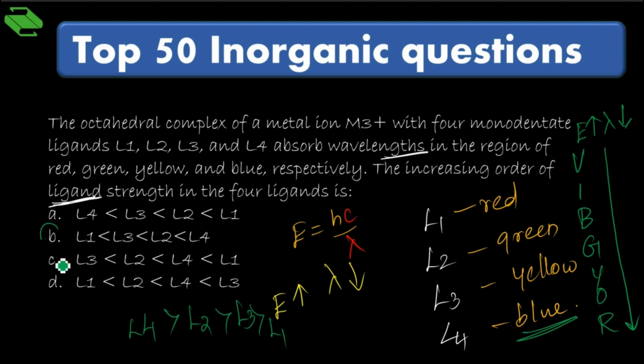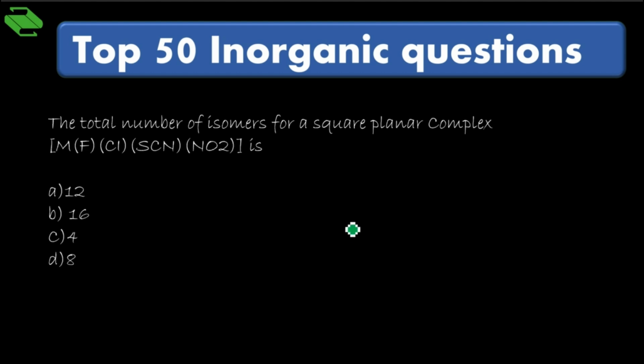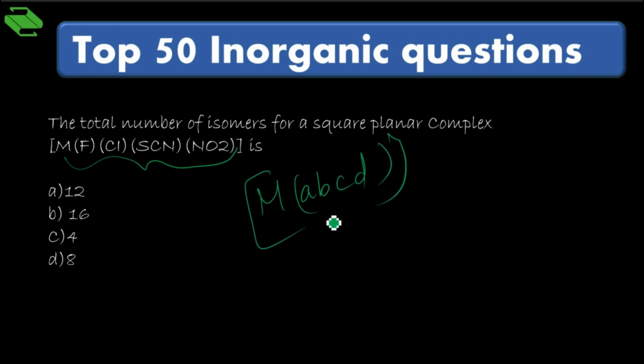So which means option B is the right answer to this question. You can expect these kinds of questions. The total number of isomers for a square planar complex. What kind of complex is this? This is ABCD type, right? ABCD type. So these types of complexes will have 3 geometrical isomers, right?